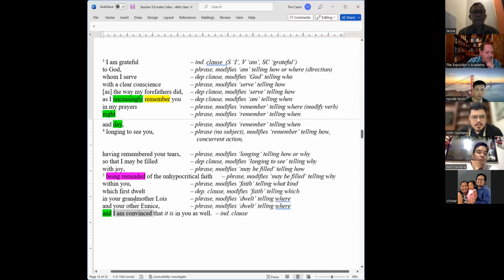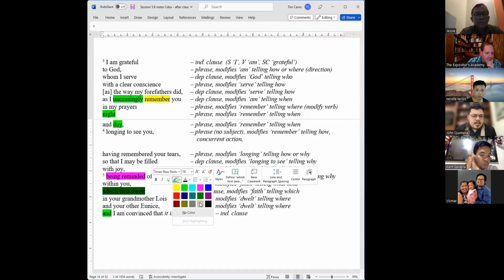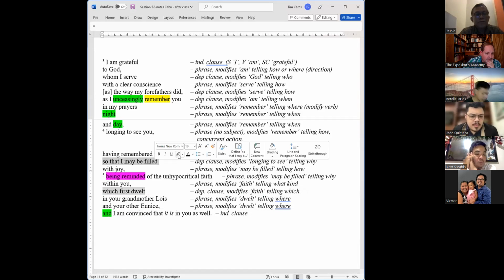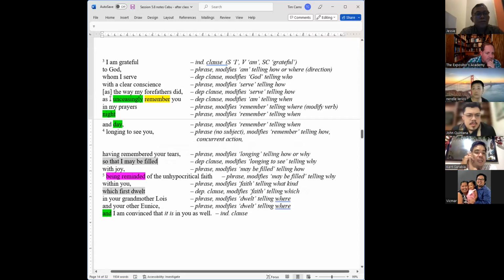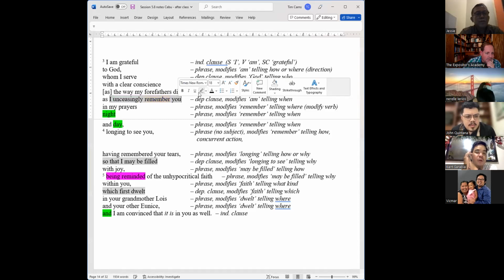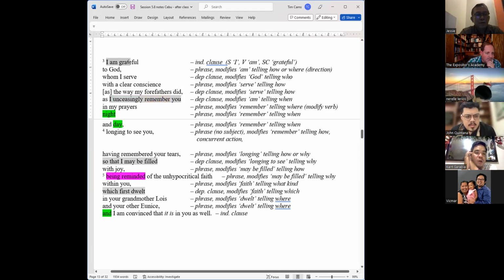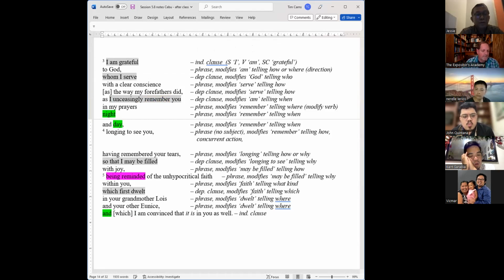But then you've got to go back and say, okay, which clause makes the most sense? It could be this one, or this one, or this one. These are the clauses in this. So then you've got to look and see what makes sense, what goes with "which first dwelt." Then that idea would have to be "which I'm convinced."